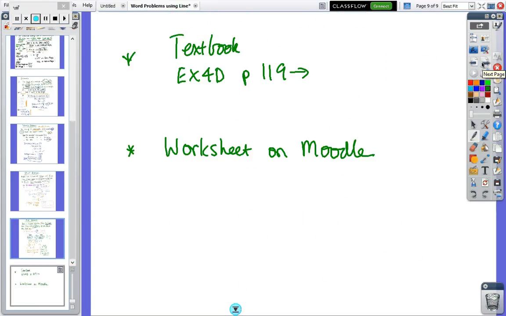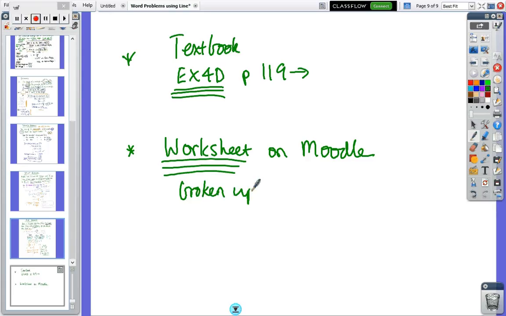So in the textbook, we've got exercise 4D. It doesn't break it up into topics. This worksheet has broken it up into topics. So if you want to, do this one first, and then do the textbook second.